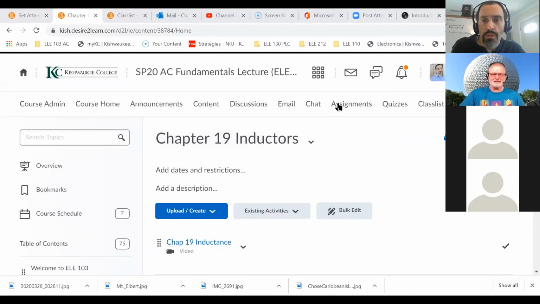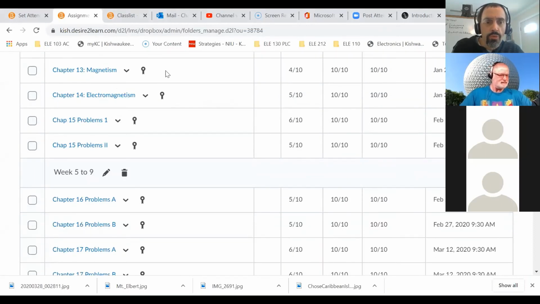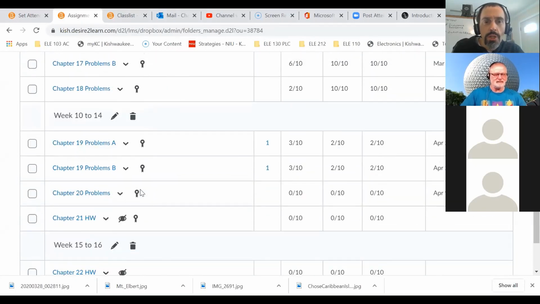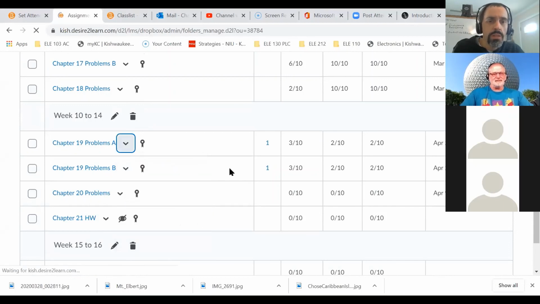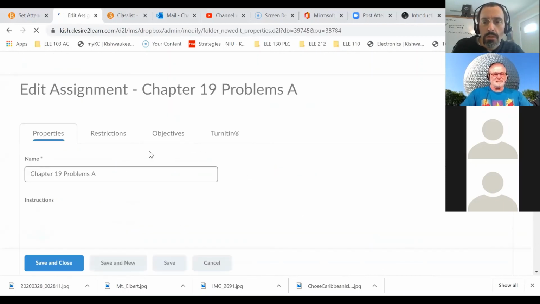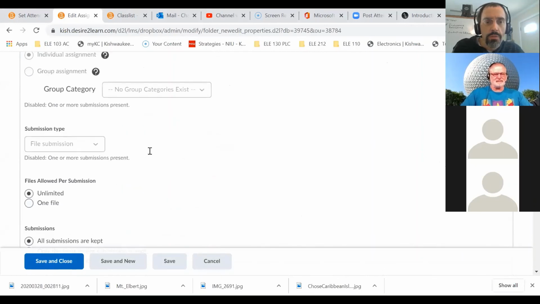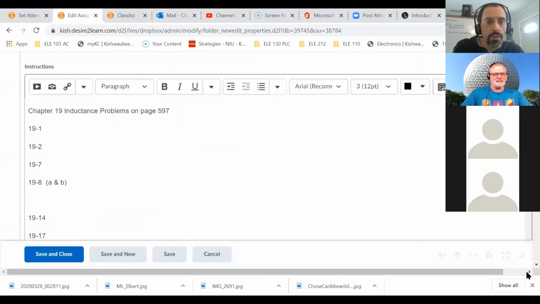Okay, chapter 19. Let's look at assignments. I need to move this over. Okay, 19. There we go. 19 is right there. So under D2L, chapter 19, inductive problems on page 597, I do believe.